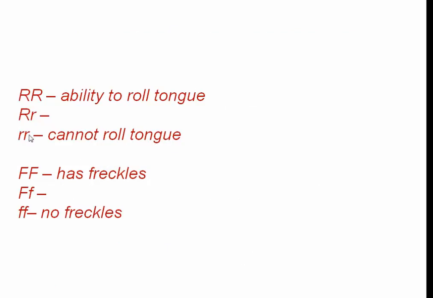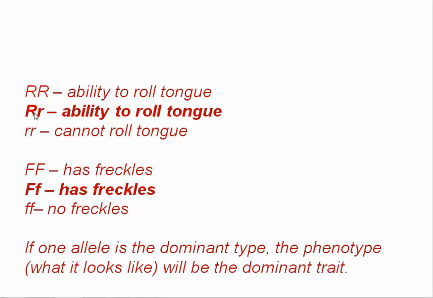So let's look at the possibilities here. Rolling your tongue. 2 capital R's, you can roll your tongue. Big R, little r, let's think about that. 2 little r's, you can't roll your tongue. Same thing happening for the F. So if you have only 1 dominant gene in your genotype, you express that dominant trait. It only takes 1 because this one is masking that recessive right there. So capital R, little r, you can roll your tongue. Capital F, little f, you have freckles.